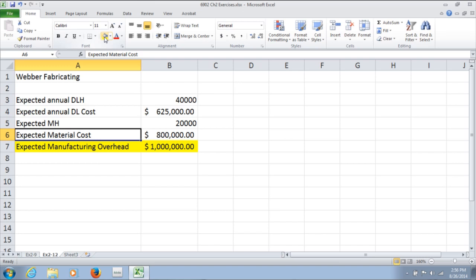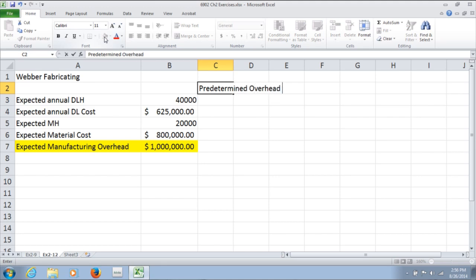So every time a certain event takes place, so every time we have a direct labor hour, we would allocate a certain amount to overhead. So in part A of this problem for Weber Fabricating, we have to determine our predetermined overhead rate under the various bases. So for direct labor hours as our allocation base, we would take our expected overhead amount and divide by 40,000. So this would be $25 per direct labor hour.